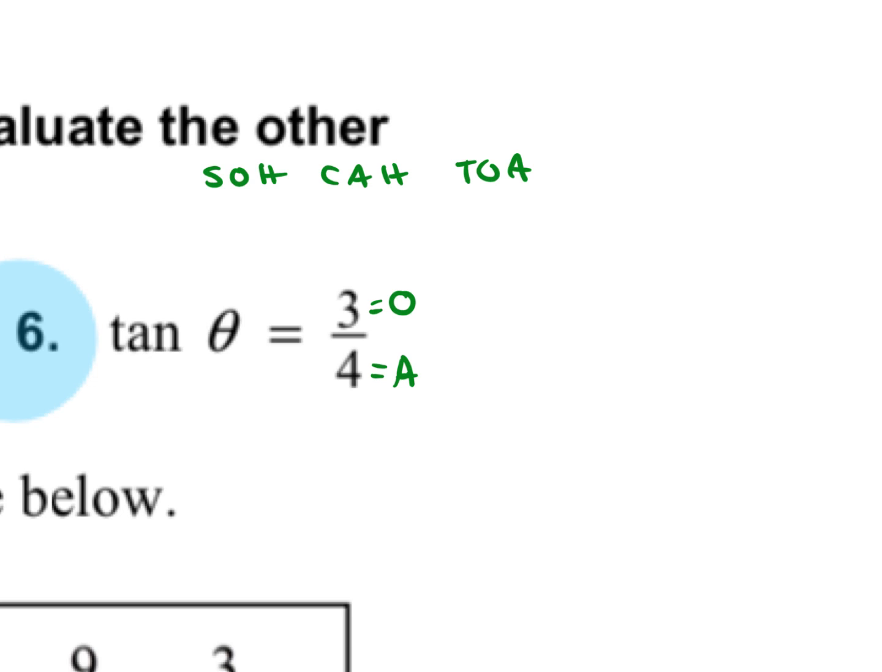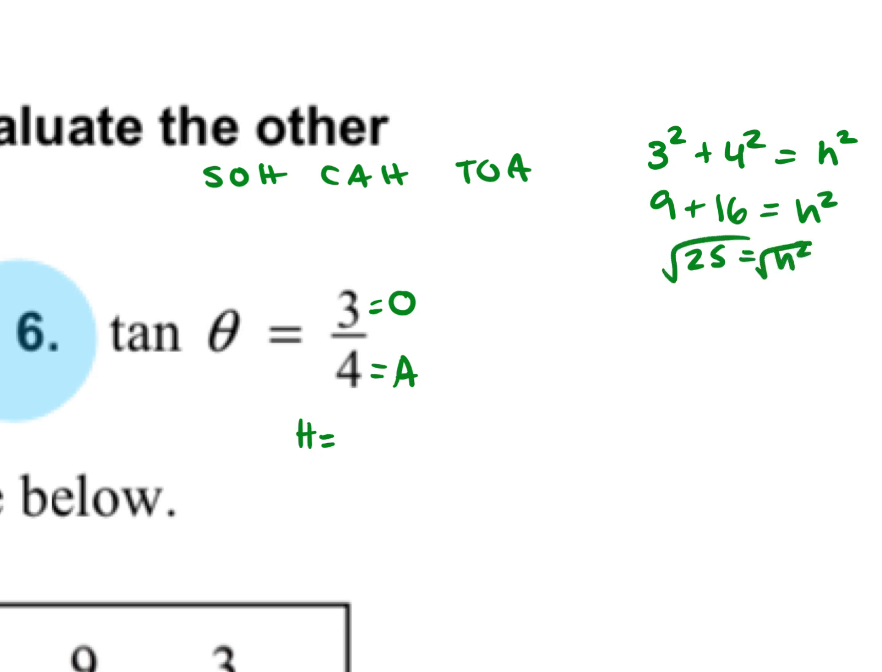So how would we find our hypotenuse? Pythagorean theorem. So 3 squared plus 4 squared is equal to h squared, or c squared. If you want to, you can draw the triangle. If you like to see it a little bit better by drawing the triangle, that would work too. So this would be 9 plus 16 is equal to h squared. So 25 is equal to our hypotenuse squared. We take the square root. So what's our hypotenuse? 5.